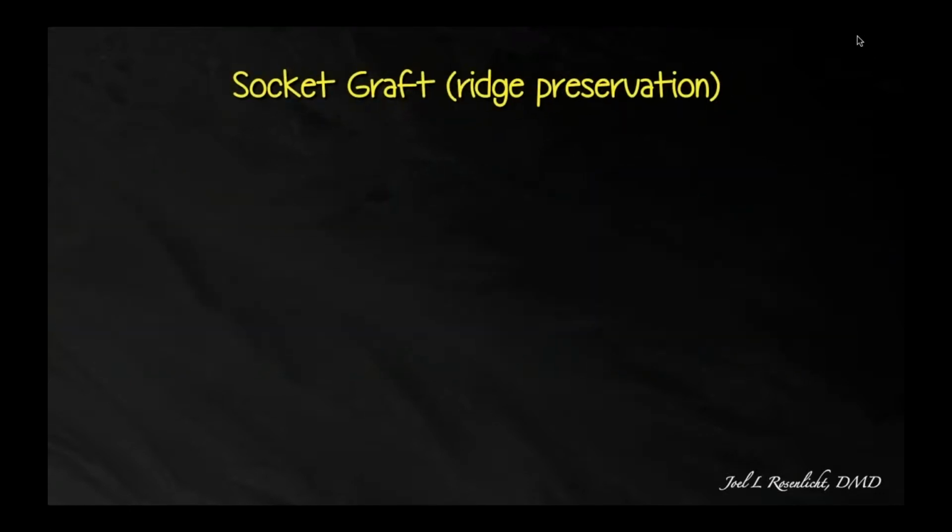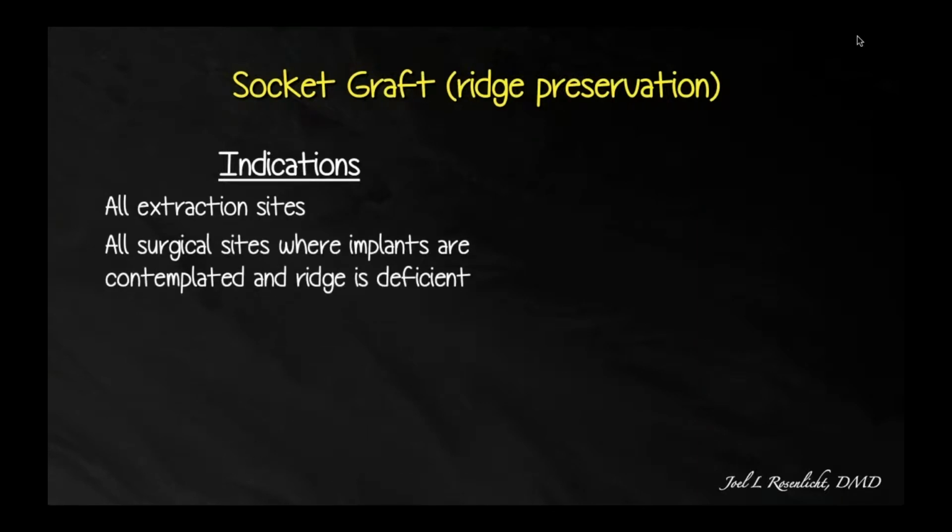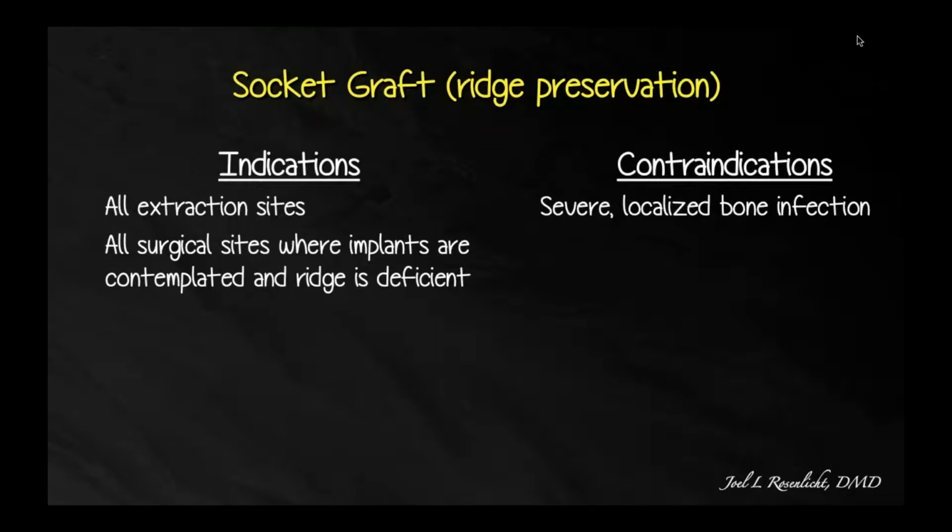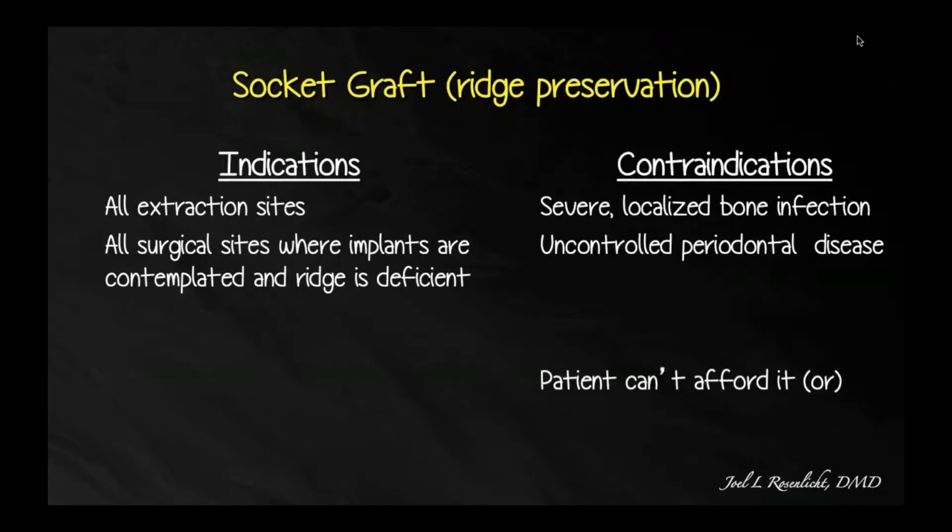So socket grafting and ridge preservation, I think the indications are all extraction sites, all surgical sites where implants are contemplated and the ridge is deficient. The contraindications to doing it might be severe localized bone infections at the time that you're taking out those teeth or treating that patient. Uncontrolled periodontal disease, which we're all aware of, but we certainly don't want to have any kind of uncontrolled problems that could infect our graft or be a problem.